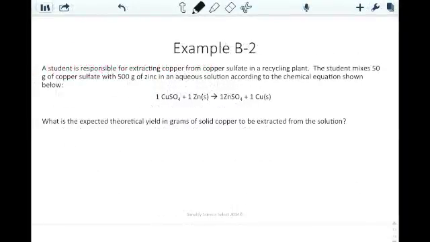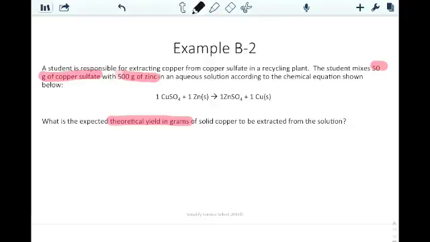Okay, let's go ahead and look at example B2. It says a student is responsible for extracting copper from copper(II) sulfate in a recycling plant. The student mixes 50 grams of copper sulfate with 500 grams of zinc in an aqueous solution according to the chemical equation shown below. What is the expected theoretical yield in grams of solid copper to be extracted from the solution? So let's go ahead and work this one out.